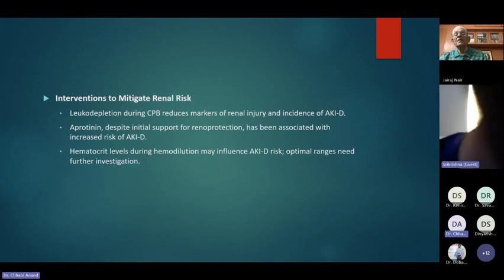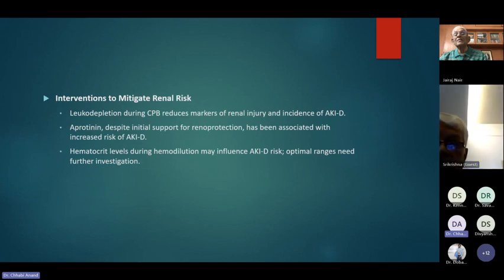Aprotinin, despite initial support of renoprotection, has been associated with increased risk of AKI requiring dialysis. Hematocrit level during hemodilution may influence AKI risk. Optimal ranges need further investigation.